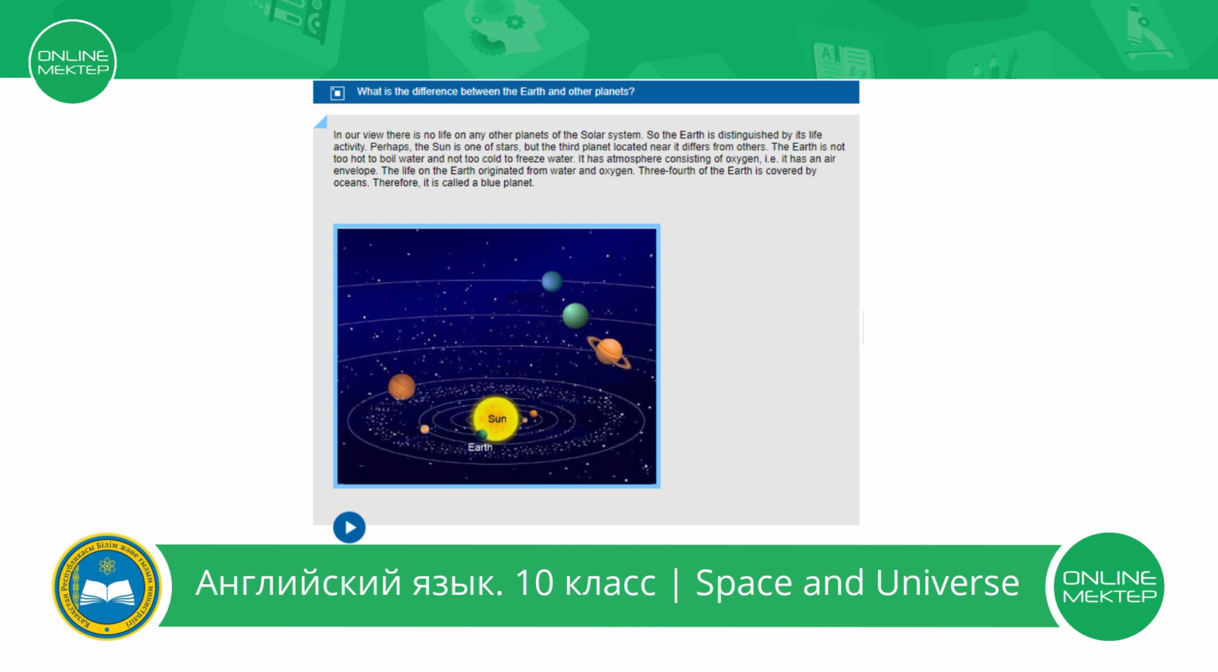3/4 of the Earth is covered by oceans. Therefore, it is called a blue planet.